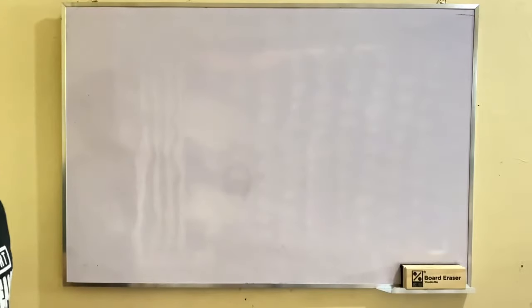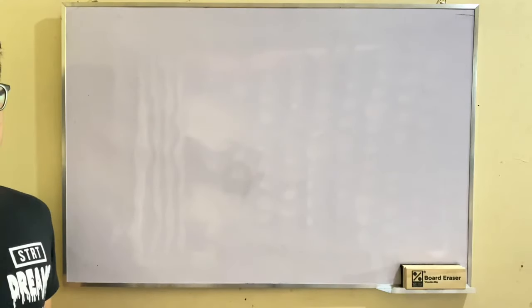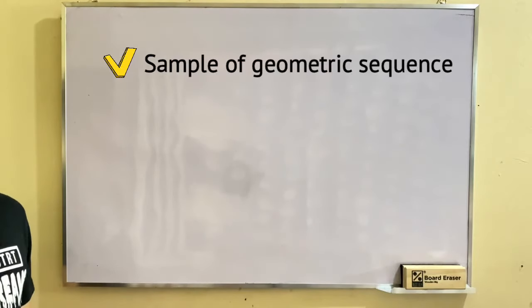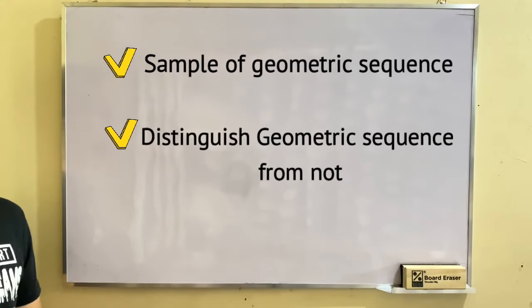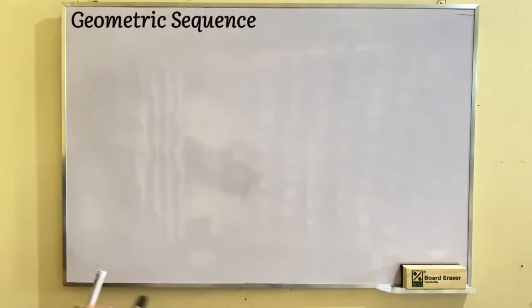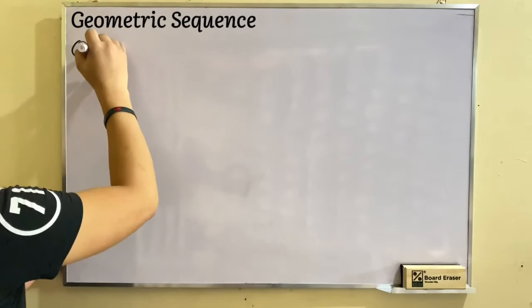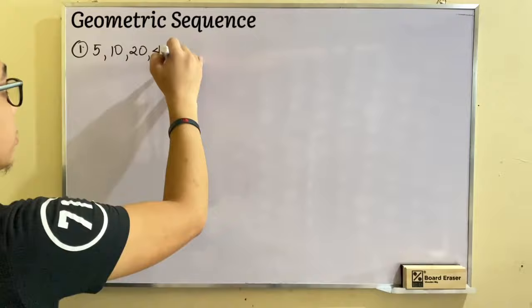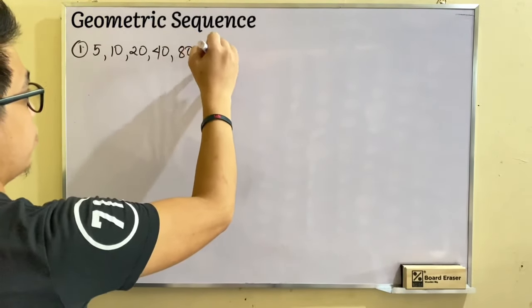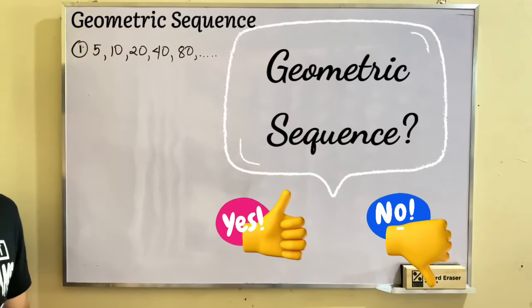Sana naintindihan nyo. Pero alam ko, mas maiintindihan nyo ang mga sinabi ko kung magbibigay ako ng example. Una muna, kailangan maging familiar muna tayo kung ano bang itsura ng isang geometric sequence. And dapat marunong tayong mag-distinguish kung ang isang sequence is geometric or hindi. For example, magbibigay ako ng isang series. So, series will be 5, 10, 20, 40, 80, and so on. Tatanungin ko kayo, is it a geometric sequence or hindi?